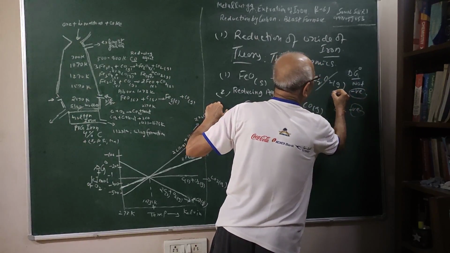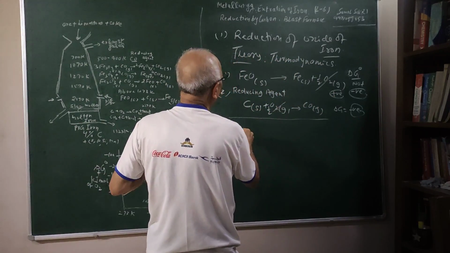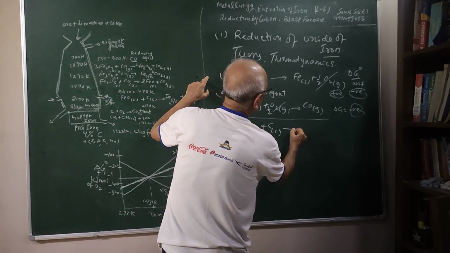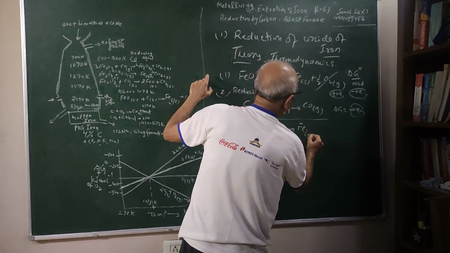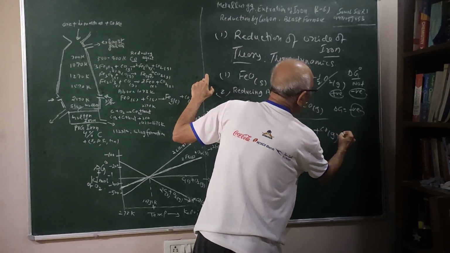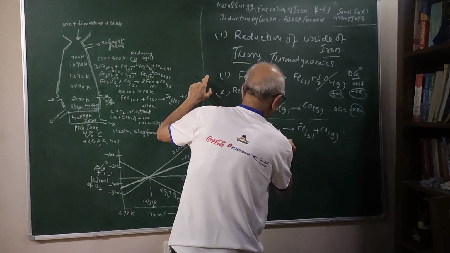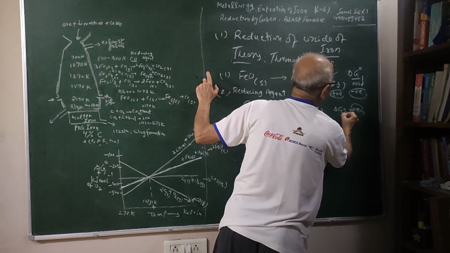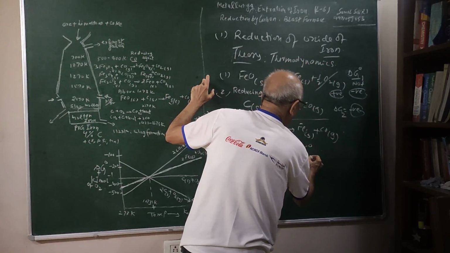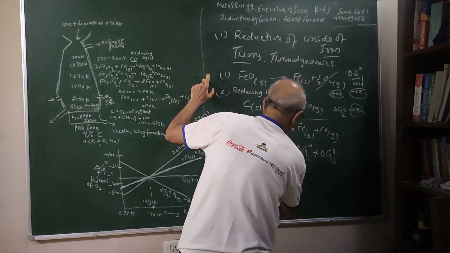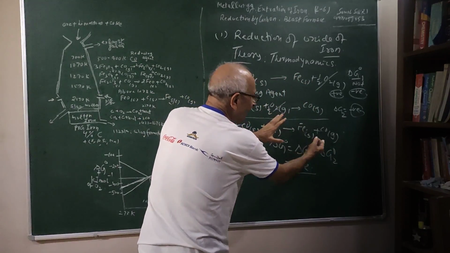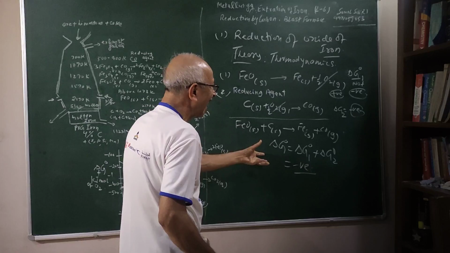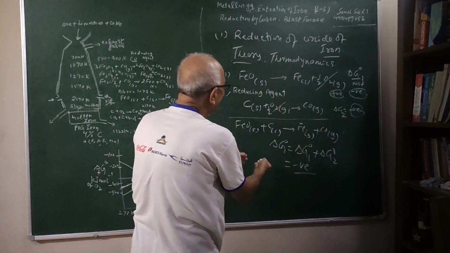That was positive, so the reaction was not taking place. Now if I add the two reactions, what is the result of this? Iron oxide plus carbon gives Fe solid and CO gas. This delta G zero is the sum of these two. I am saying this is my delta G01, this is my delta G02. So delta G01 plus delta G02 is negative, hence this reaction will take place. Therefore, carbon will be able to snatch oxygen from iron oxide, and carbon monoxide is more stable than iron oxide.